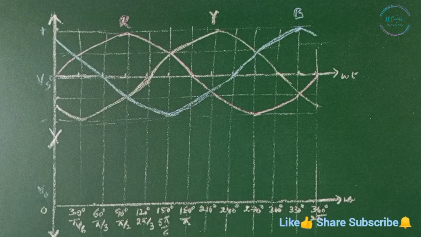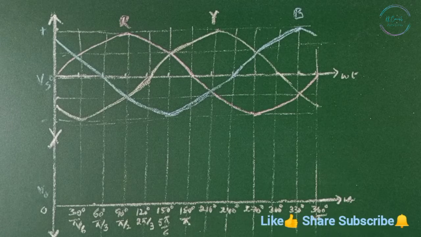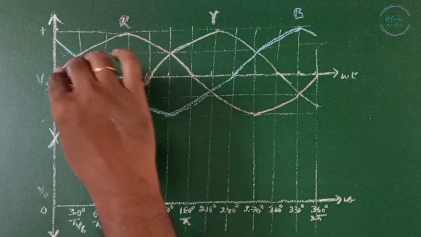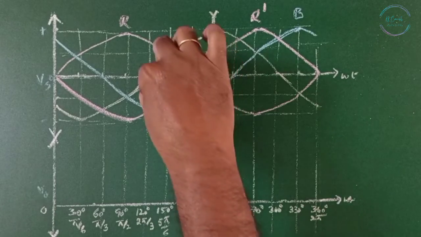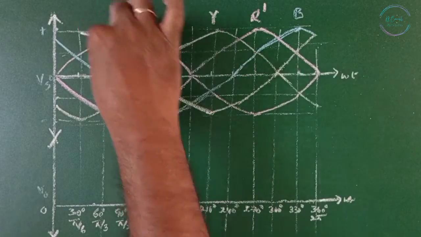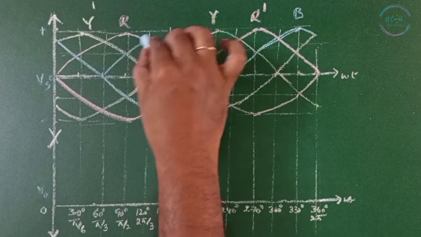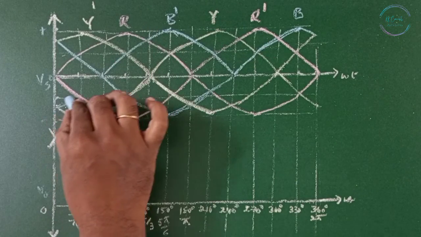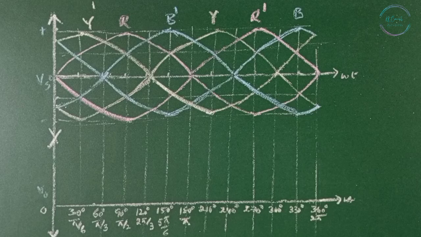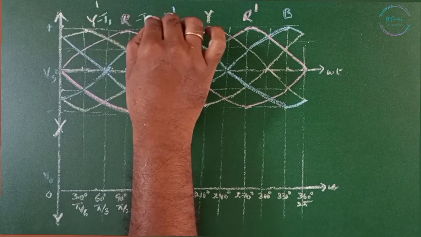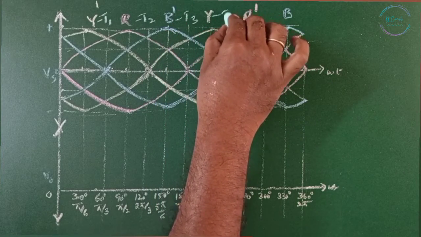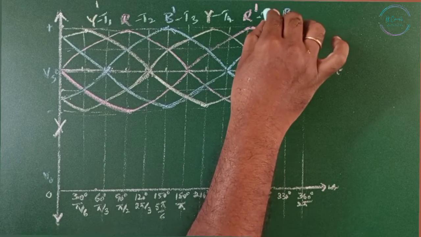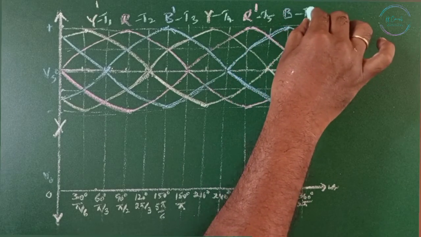As we know, the R Y B 3-phase supply is represented like this. Then to make this 6 pulse, we add R dash, Y dash, B dash. Now we have the 6 pulse. Y dash is connected to T1, R is connected to T2, B is connected to T3, Y is connected to T4, R dash is connected to T5, and B dash is connected to T6.